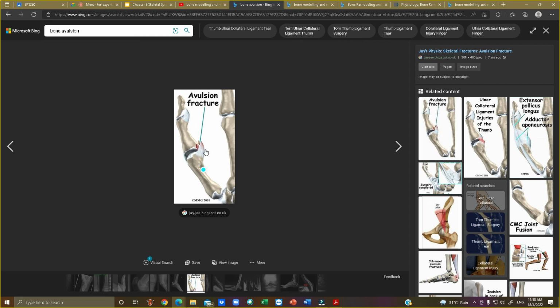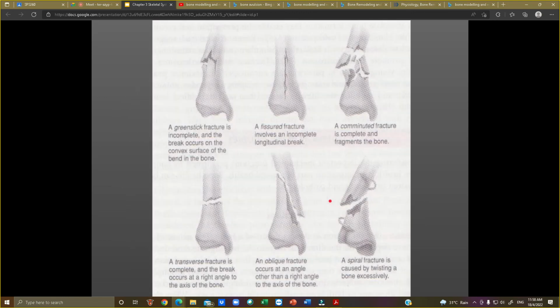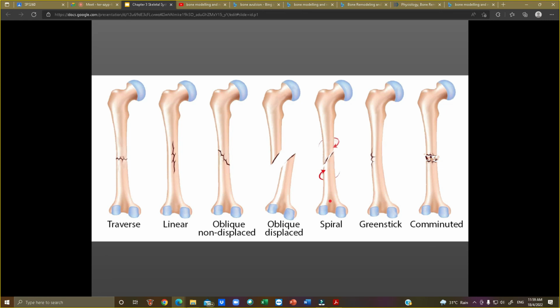And when this fracture occurs, avulsion fracture, sekelumit tulang akan terkopak and it will attach to the tendon. Tu avulsion. Okay, dia tak patah but dia chipping. This one is chipping. Chipping caused by force being deliberately sent to the chipping site by the tendon. That is avulsion, caused by tensile loading in which a tendon or ligament pull a small chip. Sakit ni. Okay. So this is common injury towards skeletal.